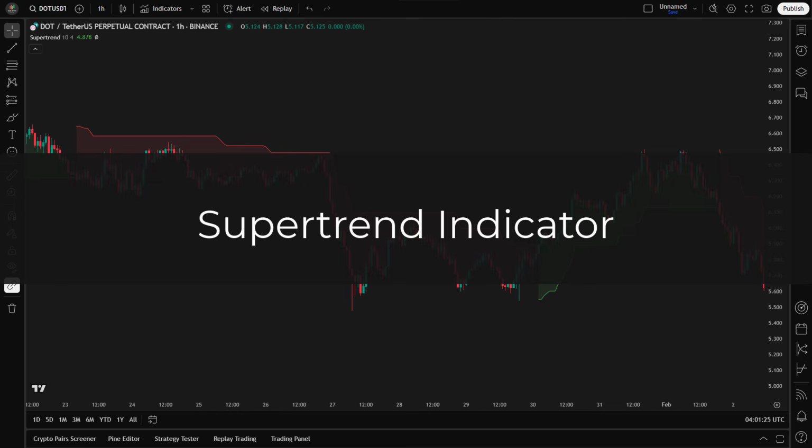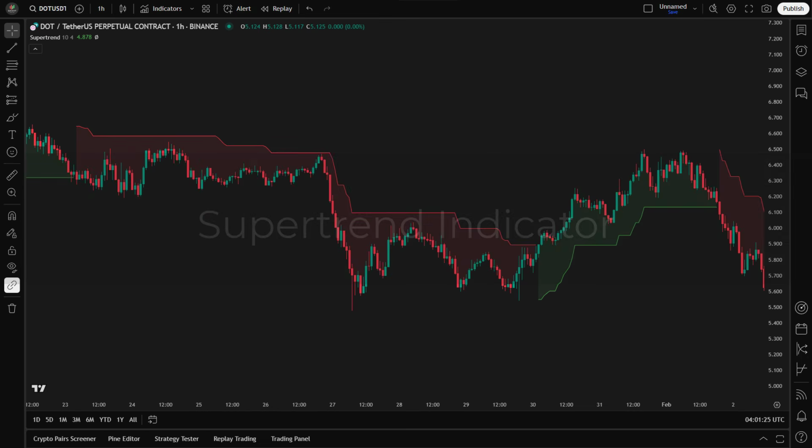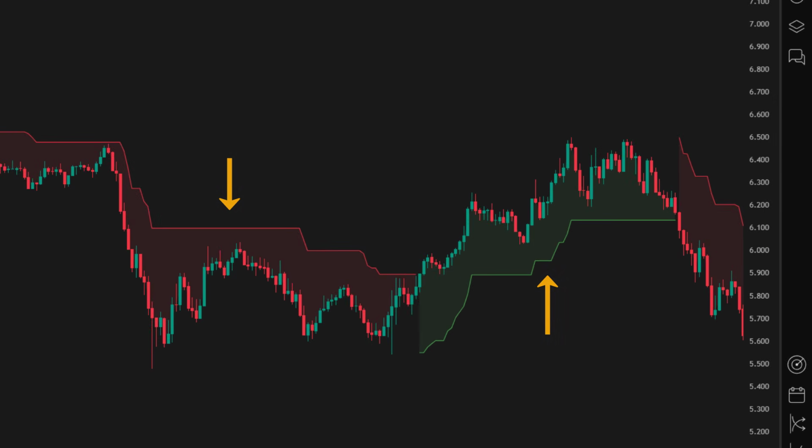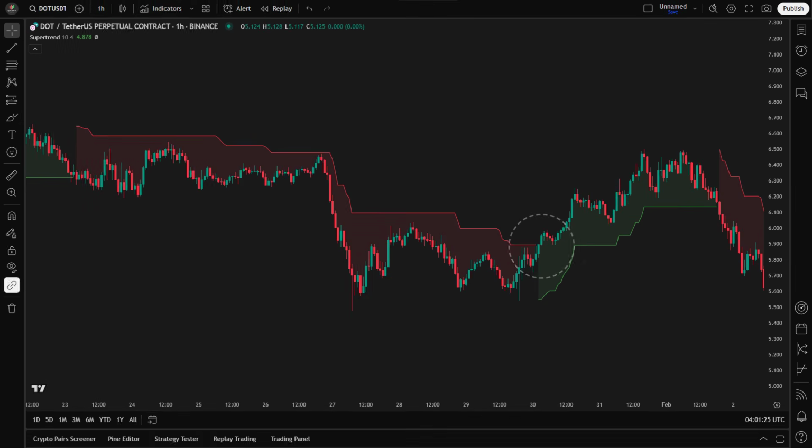Supertrend indicator. The Supertrend is a widely used trend-following indicator that helps traders identify the prevailing market direction with clarity. Unlike some lagging indicators, Supertrend responds to both price action and volatility, making it more adaptive to market changes. It plots a line either above or below the price, depending on the trend. When the price closes above the Supertrend line, it signals that the market might be entering or continuing an uptrend. This is generally considered a bullish signal and could be a good time to look for buy opportunities.